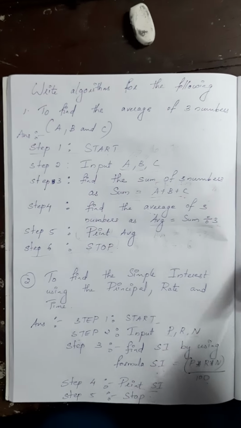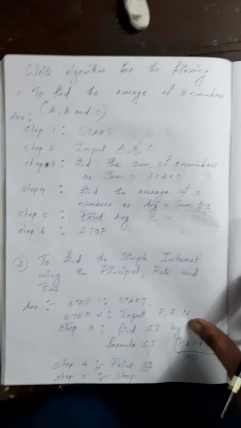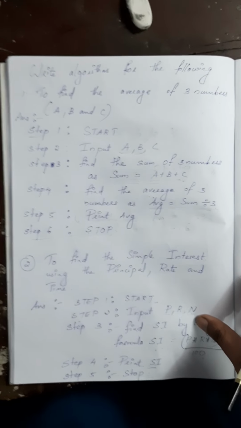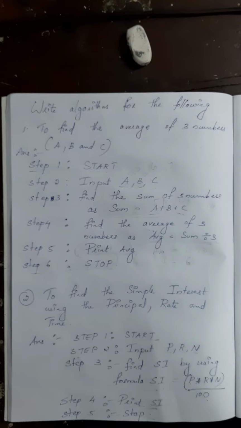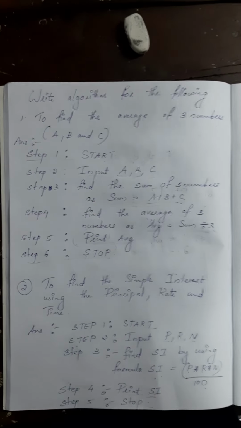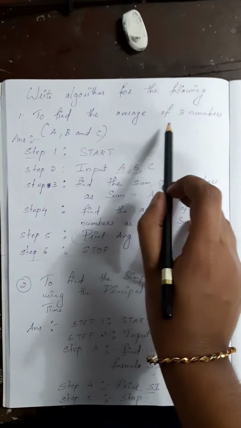So students, in our last class I have given you 5 algorithms, okay? And today I am going to give an explanation for all those 5 algorithms. First question is to find the average of 3 numbers.